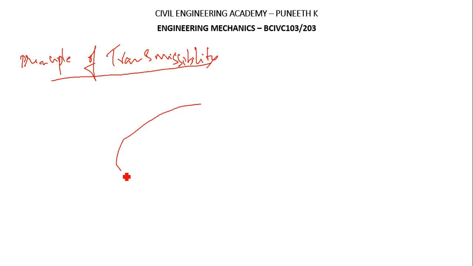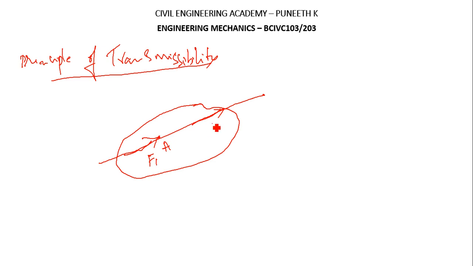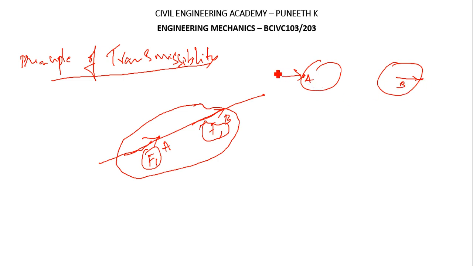What is the principle of transmissibility? We are going to draw an object, and please observe the diagram carefully. There is force F1 which is acting at point A, and there is force F1 which is acting at point B. The magnitude of the force is the same. Before getting into the theoretical concept, let me give you a numerical example. This is point A and this is point B. Here the magnitude of the force is 10 Newton. Here the magnitude of force is 10 Newton. This is the line of action and this is the line of action.